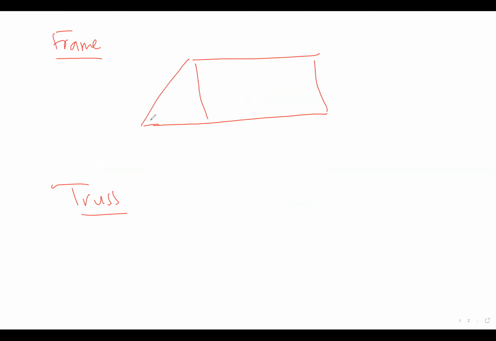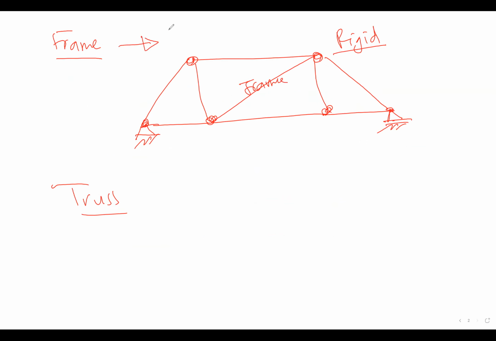What is the difference between considering it as a frame or as a truss? As a frame, if this is our frame, the software considers the connections as rigid connections. So these members work as a frame, and in the software we have to use the member type as beam.